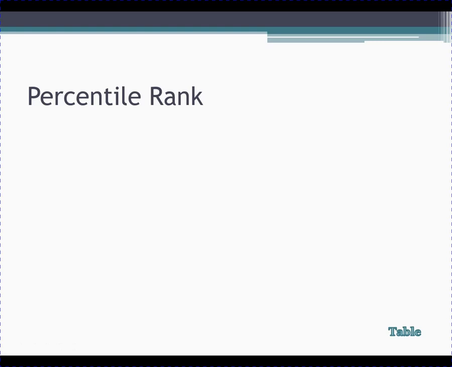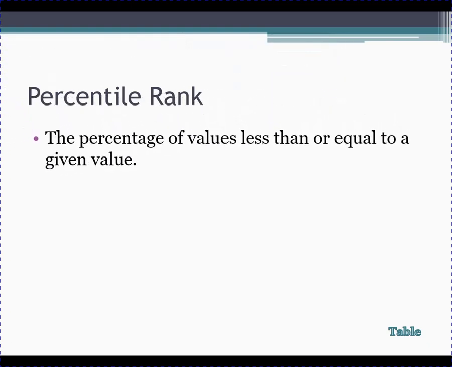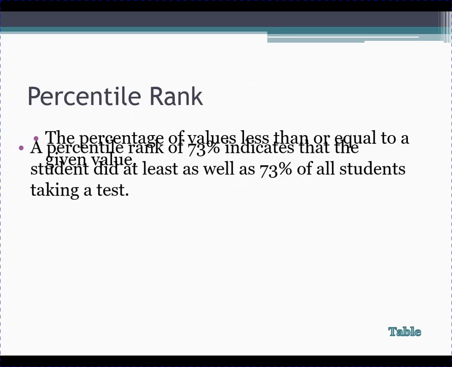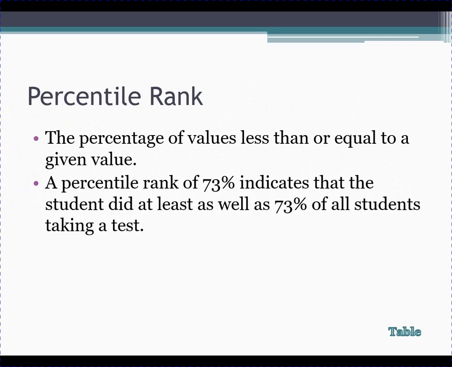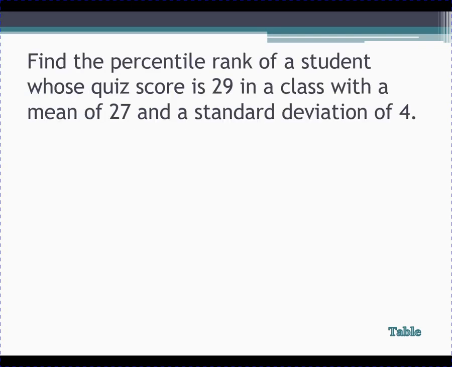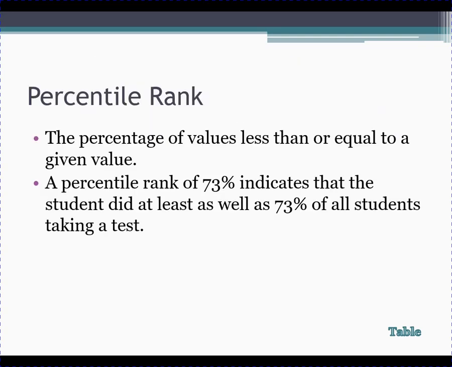Percentile rank, this is another thing that we see in standardized tests. The percentage of values less than or equal to a given value. So let's say you take a standardized test and it says you're in the 72nd percentile. That means you scored better than 72% of all the people who took that test. Here it talks about 73%, so you did at least as well as 73% of all students taking the test.